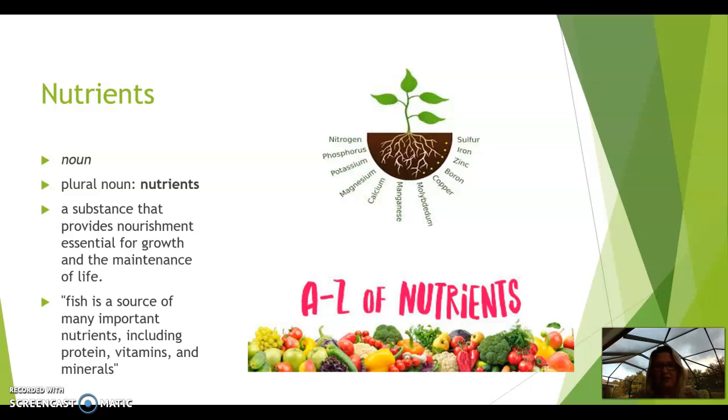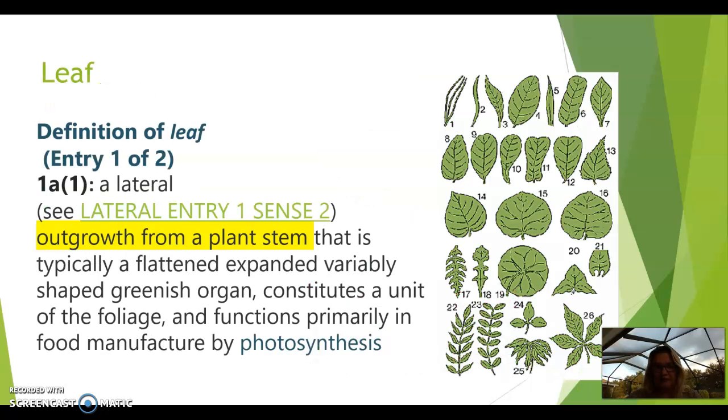The first vocabulary word is nutrients. A nutrient is a substance that provides nourishment for essential growth and maintenance for life. We need nutrients. We eat food every day to give us energy and to help us grow. Plants and animals need nutrients also. They get their nutrients from soil and the sun.